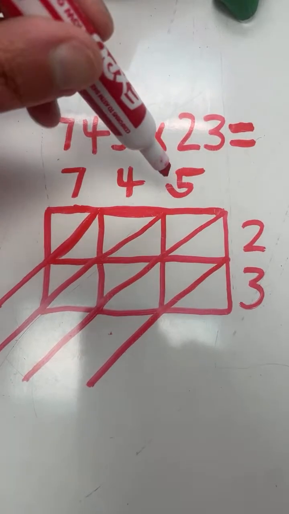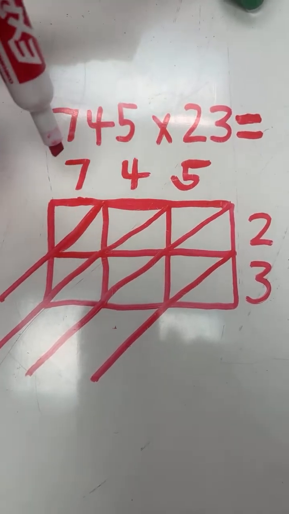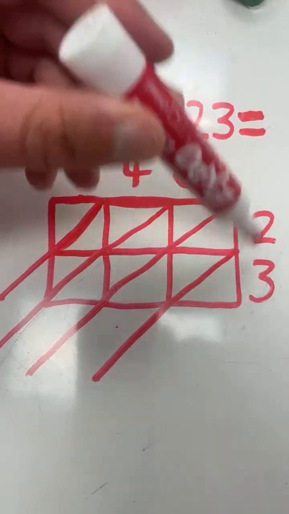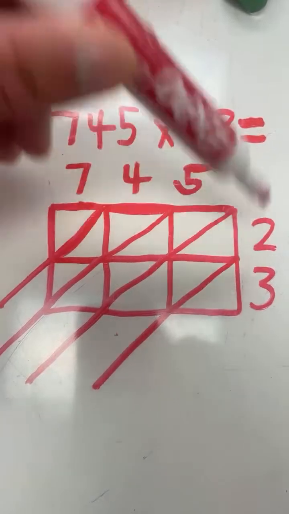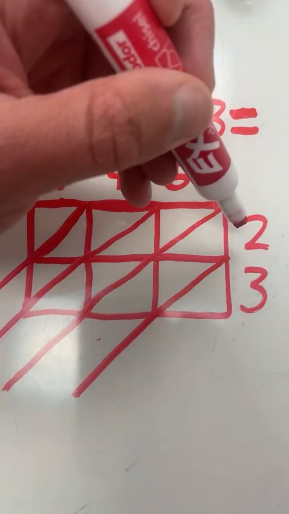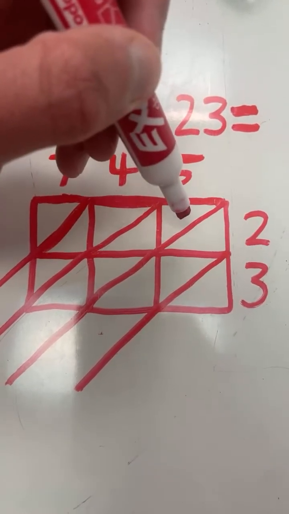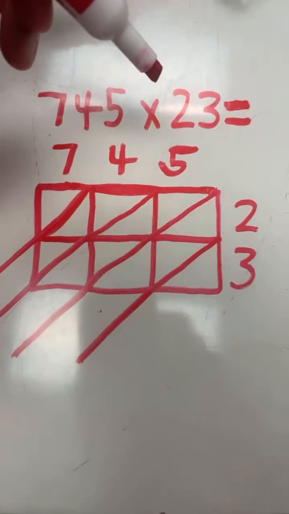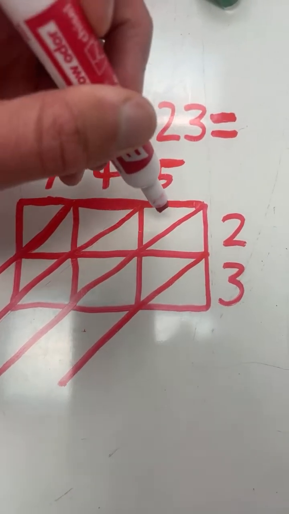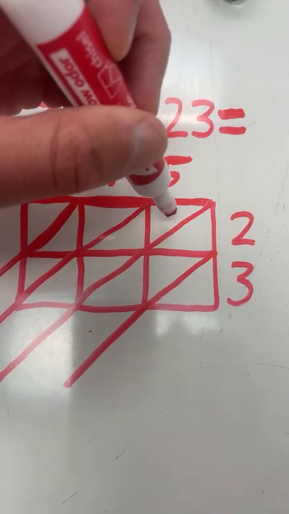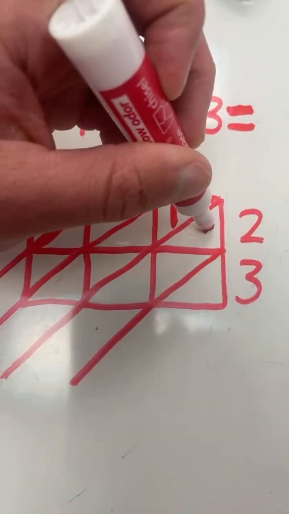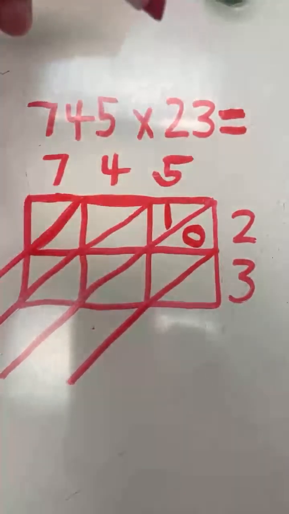So starting out in the top right hand corner, I have each of the digits for 745 and each of the digits for 23. Each digit gets a box. We're going to start out by multiplying 5 times 2. Now our answer goes in the square, but each digit within our answer goes in a separate triangle. So 5 times 2 equals 10. So the number in the tens place goes in the top triangle. The number in the ones place goes in the bottom triangle. So I have a 1 in the top triangle, 0 in the bottom triangle.